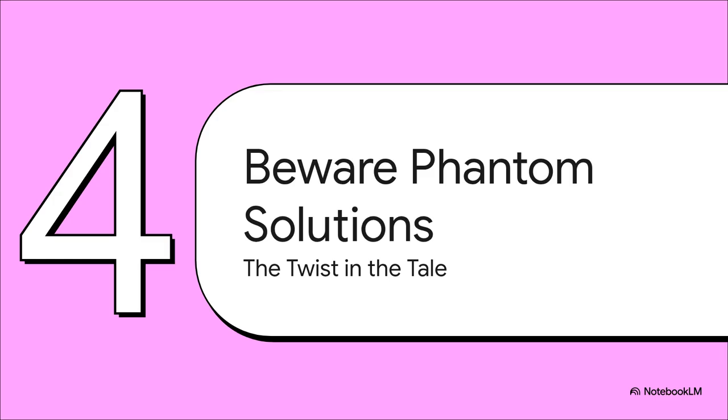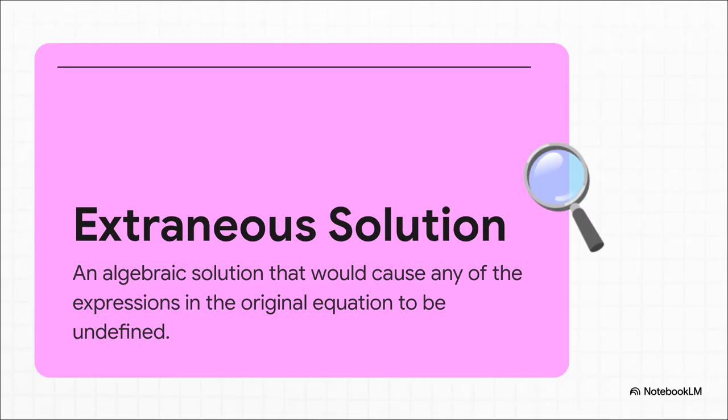There's a plot twist we have to talk about, a little trap. Sometimes the answer you get, even with perfect algebra, isn't a real answer at all. It's a phantom. This phantom has a name. It's called an extraneous solution. Basically, it's a solution that looks totally legit, your algebra worked out perfectly, but it's a fake.